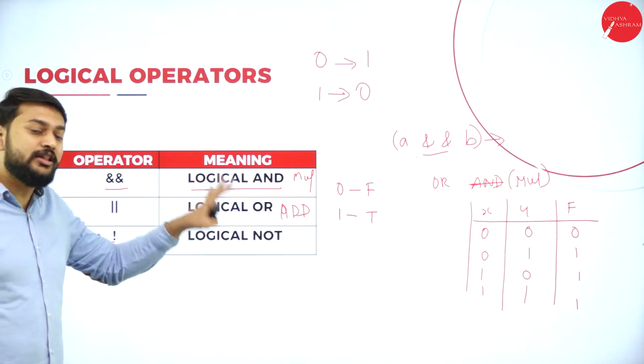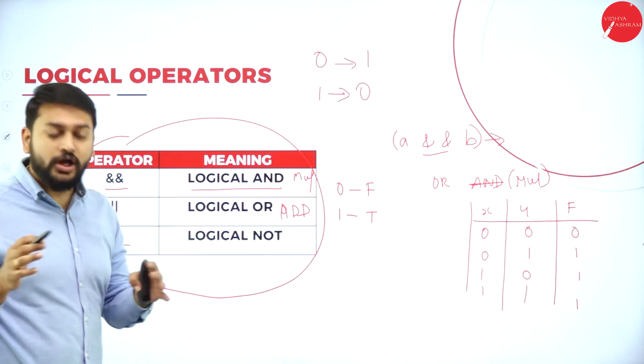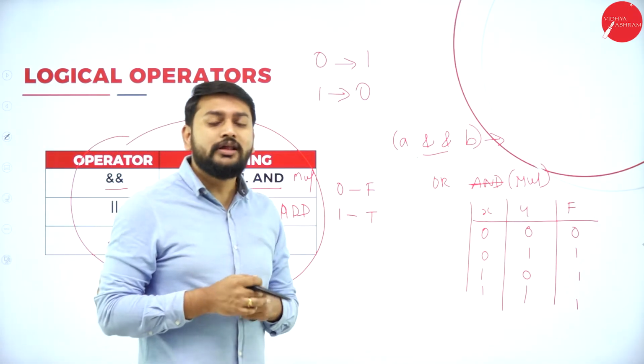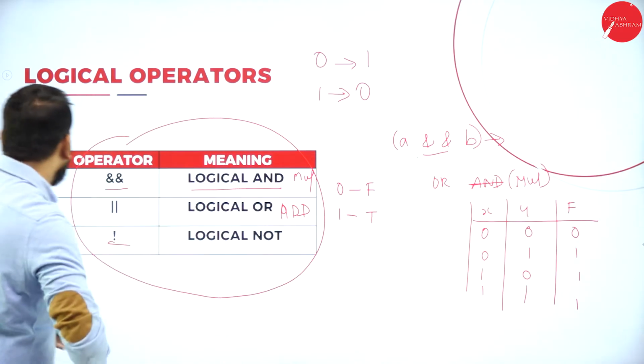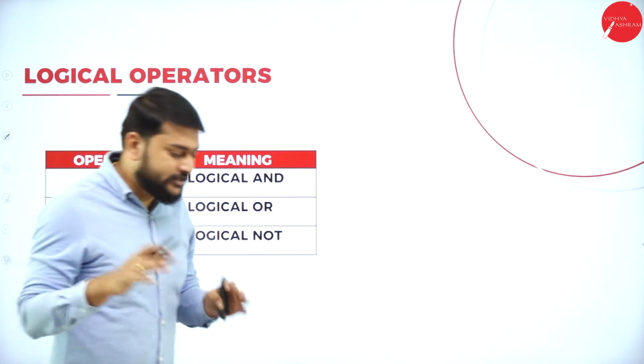Now let's understand the complete, pure meaning of this. Why do we have logical operators? Why do we have this logical operator? Let's understand this. So let's get into it now. Let me erase everything. Hope you understood the basics.